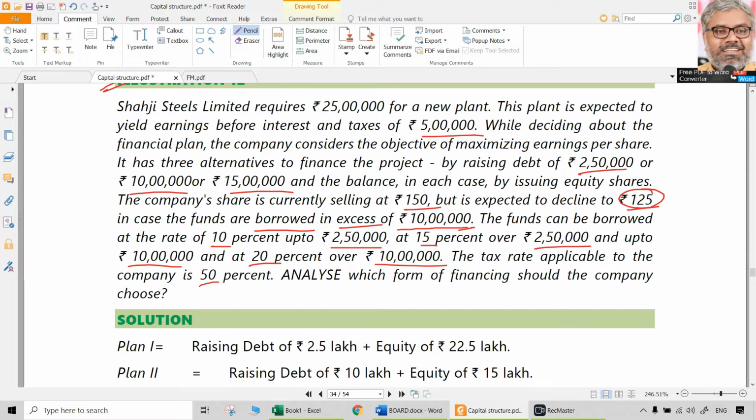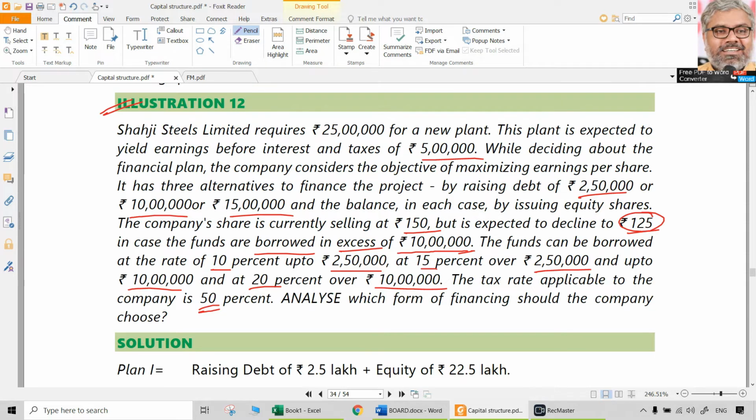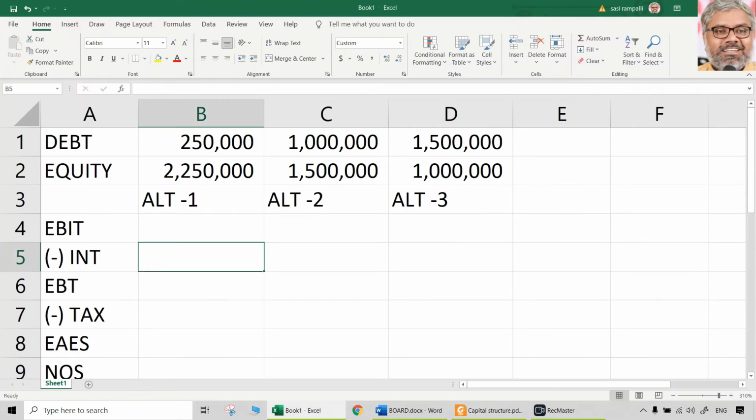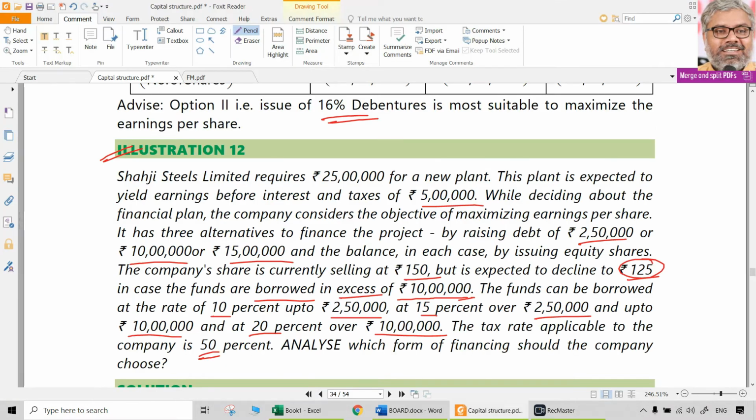Tax rate applicable to the company is 50%. Analyze which form of financing should the company choose. Of course, working notes will be required definitely. Here, how many number of shares are going to be issued, how much of interest is going to be there in each of the plans, all of them have to be shown in the working notes. But let us start with the main answer first.